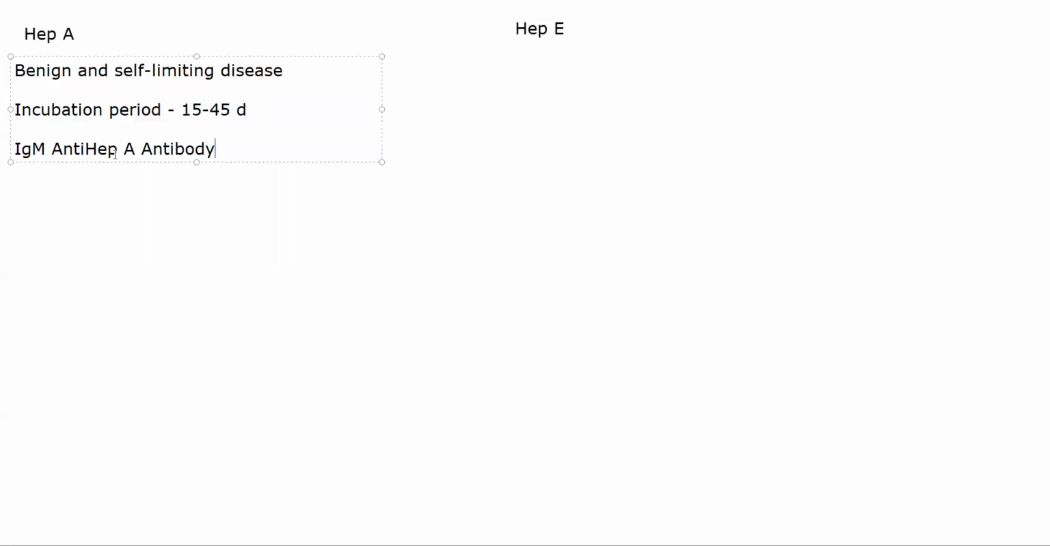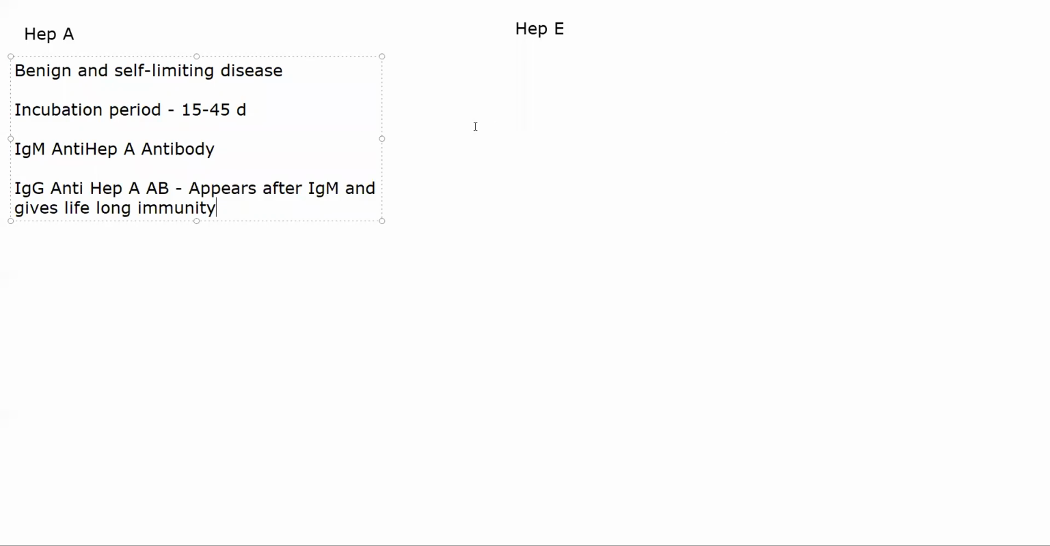So the other type is IgG anti-hepatitis A antibody. It appears after IgM and gives lifelong immunity. All right. So that is about hepatitis A. You do not have a lot about each type of hepatitis, but it is significant enough.